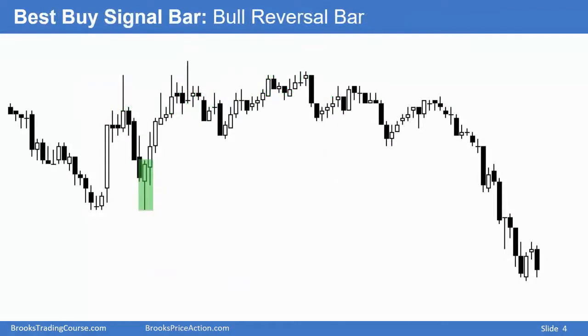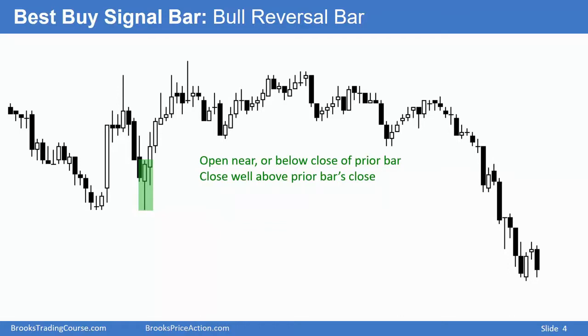What's the best type of buy signal bar? Well, a strong bull reversal bar. And here we have a bear trend, a very strong breakout above the bear channel, a very deep pullback to a slightly higher low. You can call it a double bottom. You can call it a higher low major trend reversal. And you have a very strong bull reversal bar. It's a big bull body. It closes well above its midpoint. It closes near its high. Those are all things that increase the probability of a profitable trade.